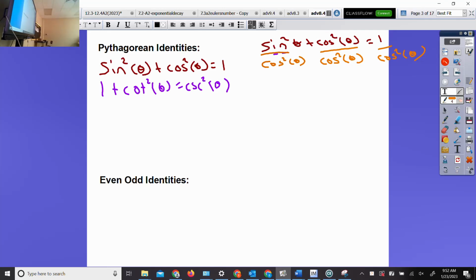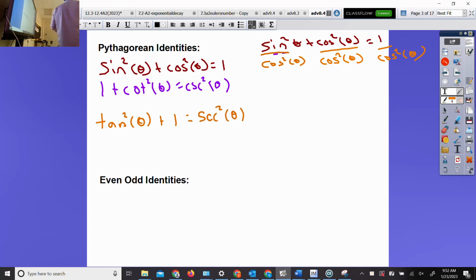And if you look at your previous slide, what's sine over cosine? So sine squared over cosine squared, tangent squared. Cosine squared over cosine squared? 1 over cosine squared, secant squared. Those are the three Pythagorean identities in trigonometry.